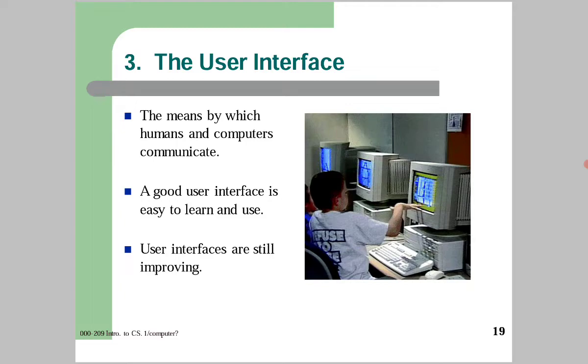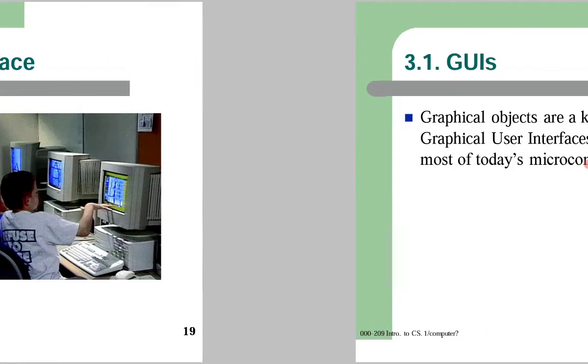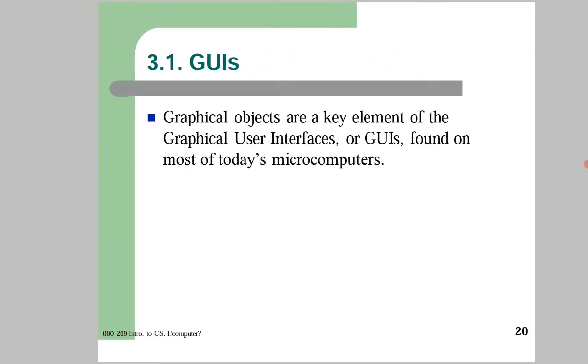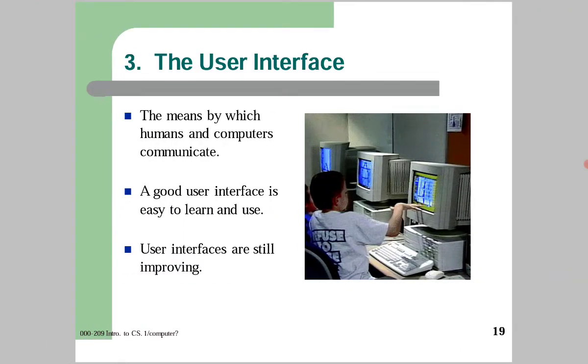So next is the user interface. What is a user interface? In the olden days we used text-based computers or text-based operating systems, but nowadays we are using GUI-based operating systems like Windows and Linux. They are built with windows and graphical user interface commands. This means humans and computers can easily communicate. A good user interface is easy to learn and use. User interfaces are still being improved.